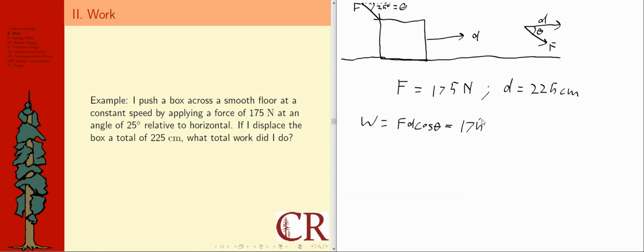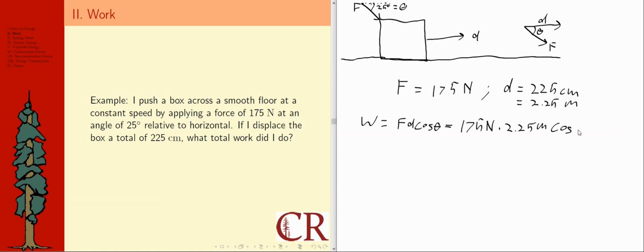That means I'm going to do 175 newtons. The one thing I might like to think about a little bit here is units. Maybe base units are my friend here. So instead of 225, I'm going to multiply by 2.25 in meters. And that's because we've seen before that a newton times a meter is going to be a joule.